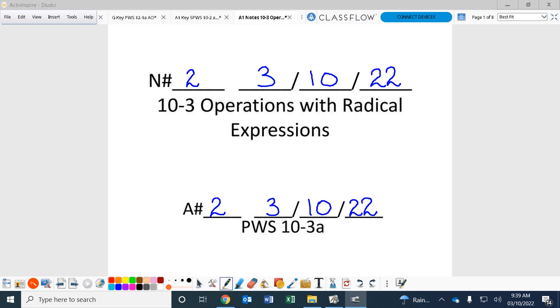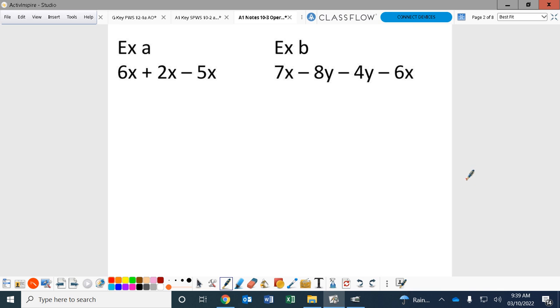New concept. These old concepts will show the idea of combining like terms and some other things in order to lead us into dealing with the operations with radical expressions. So let's get started. Guys, look at this problem.